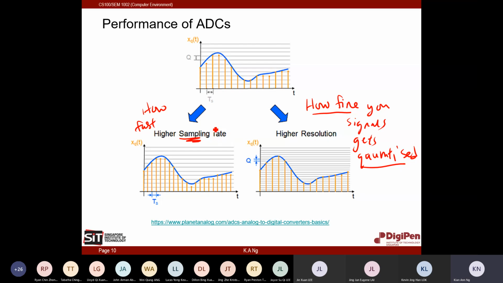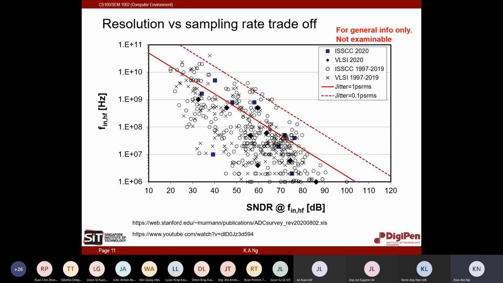So you can buy an ADC with a very high sampling rate, but usually you will realize that the ADC resolution is very low. There's a physical limit to it. Or you can have a high resolution A to D converter, but the sample rate is very slow. So this one is more for your general knowledge. You don't need to know. This one is created by my friend at Stanford. I visited him last February, so he told me this. He came out with a line. These are all the different ADCs that were published by his friends. So there is actually a physical limit on how fast you can sample versus the resolution.